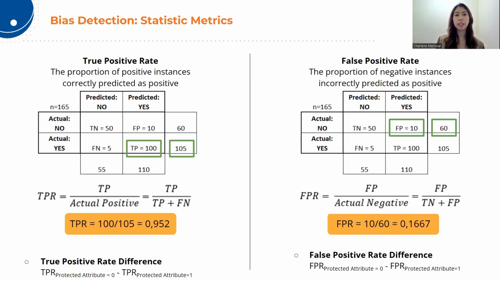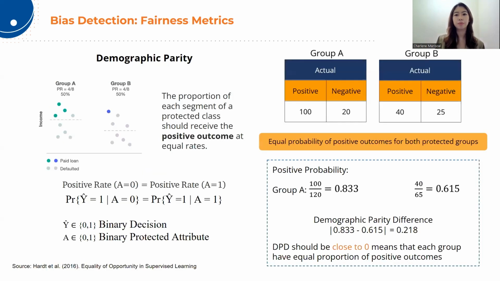We use confusion matrix classification values as our base for the fairness metric to measure disparity. The true positive rate is the actual value that is correctly predicted as true. Meanwhile, the false positive rate is the proportion of actual negative values predicted as true.